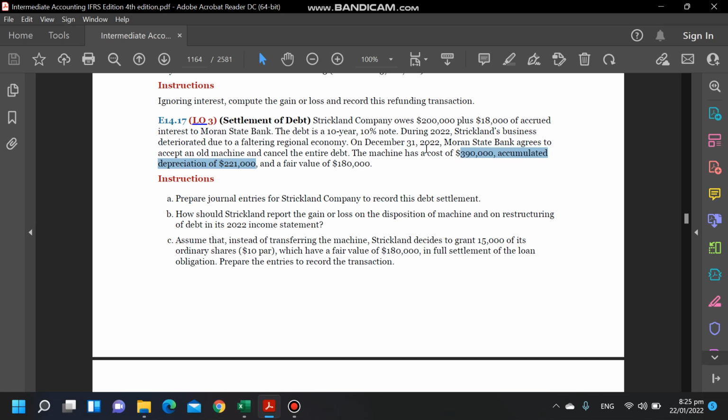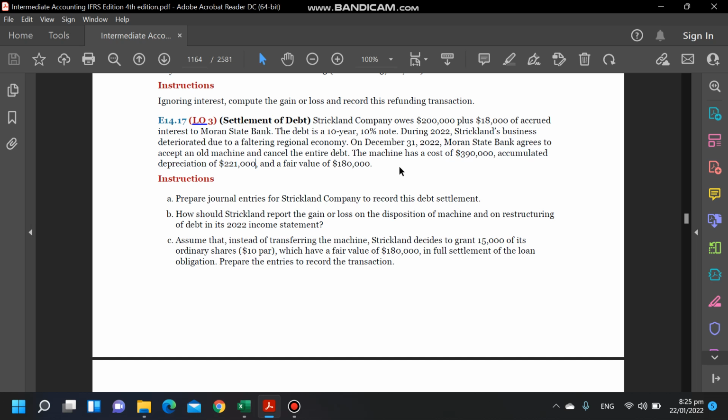Okay, so in the class I will explain there won't be any gain or loss and loss. The correct one is that we can get the gain if the fair value is more than the book value of the asset and less than the amount of your debt that you will settle.